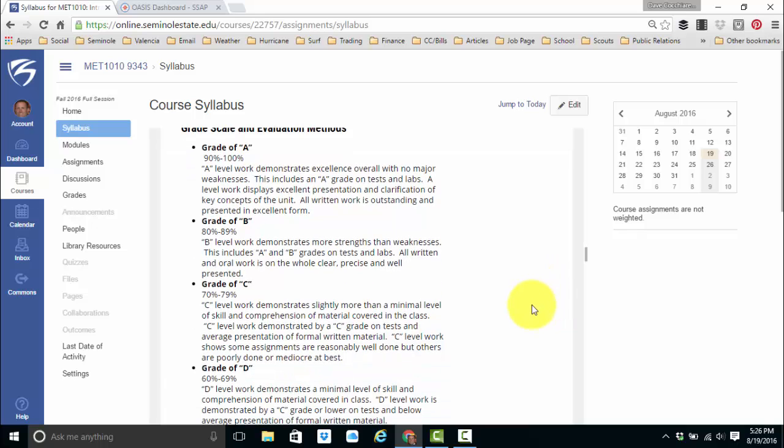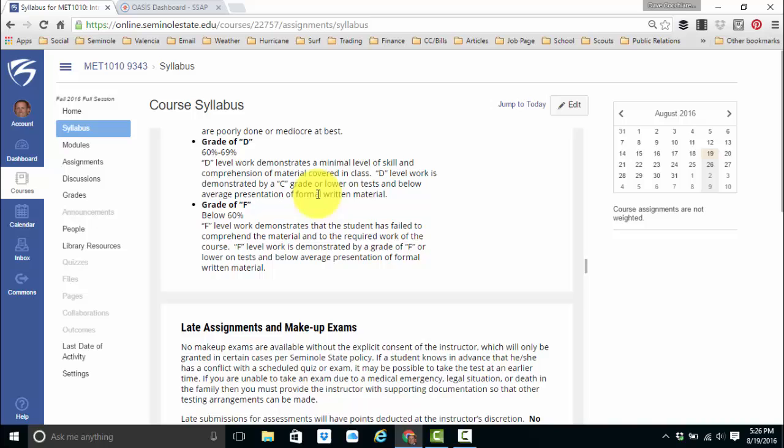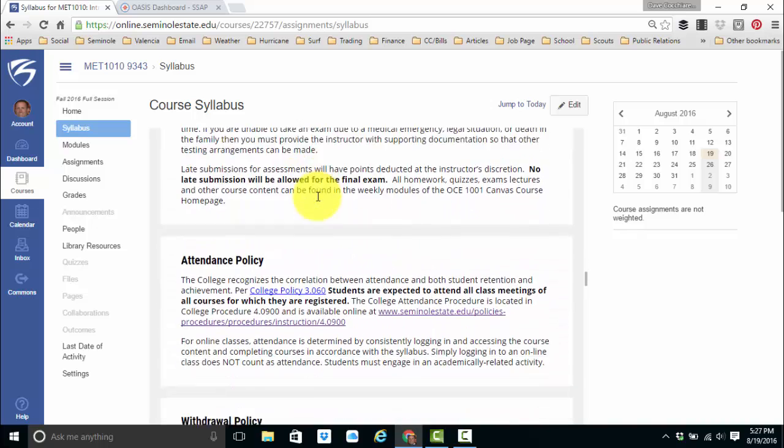All right, here's your grade scale, and just for those of you who are watching, I'll tell you that it really is, again, let's just say you have an 89.51. Well, in the case of an 89.51, you'll be bumped up to an A. All right, so there's your grade scale, late assignments, attendance policy.